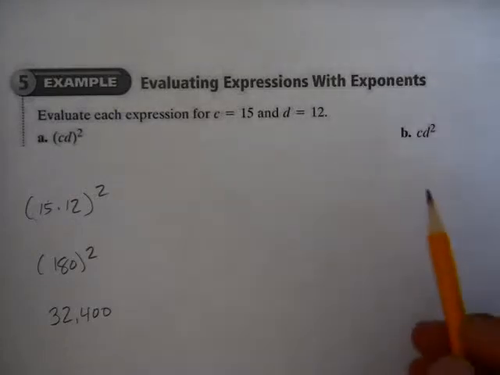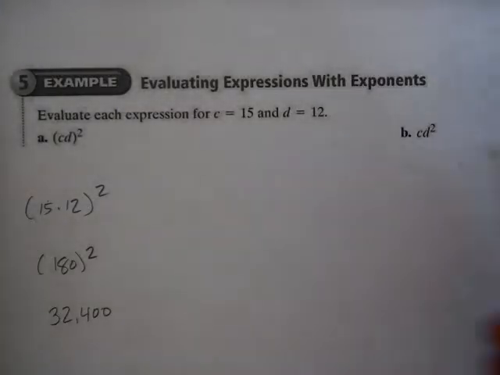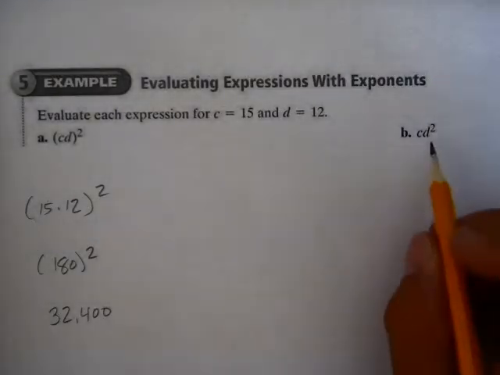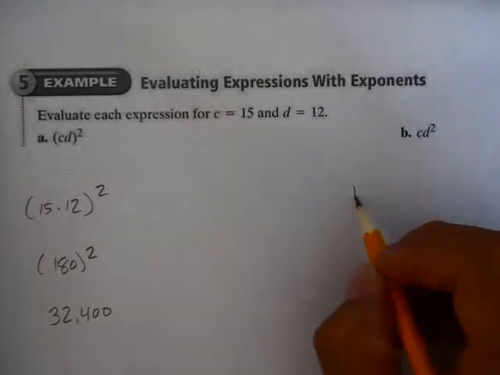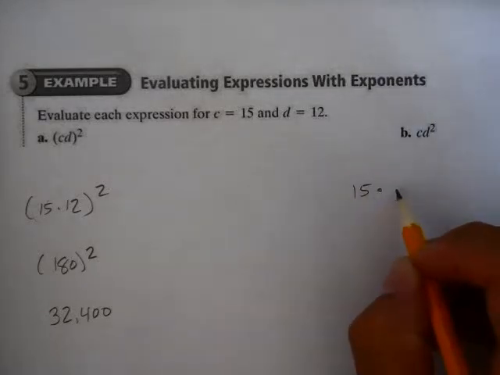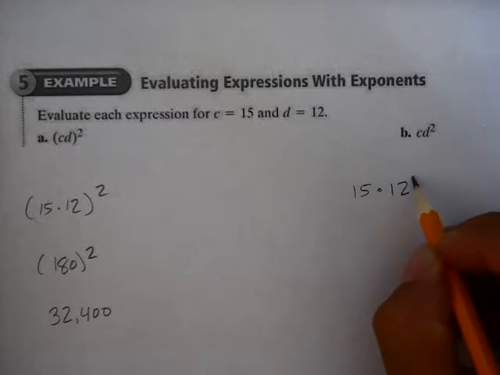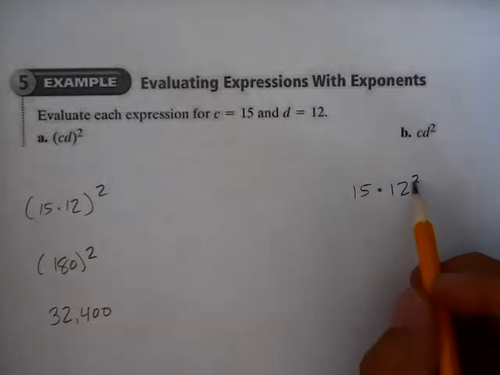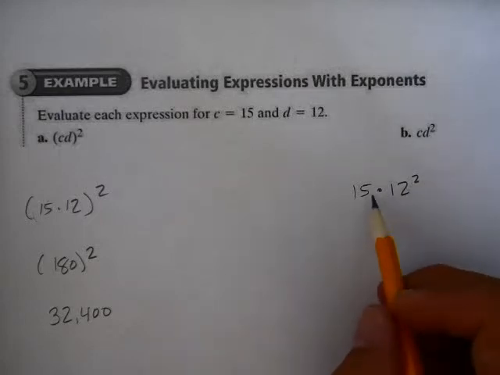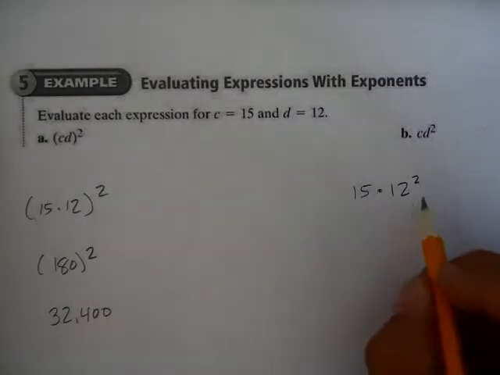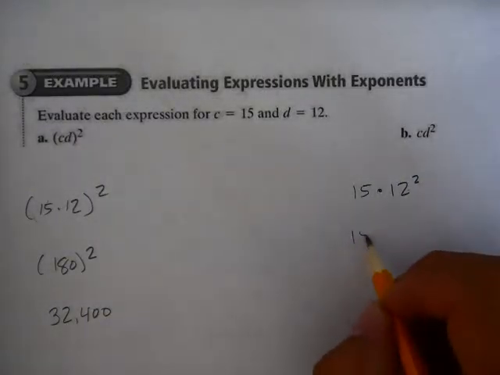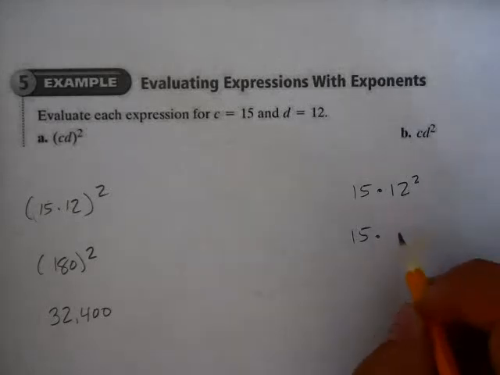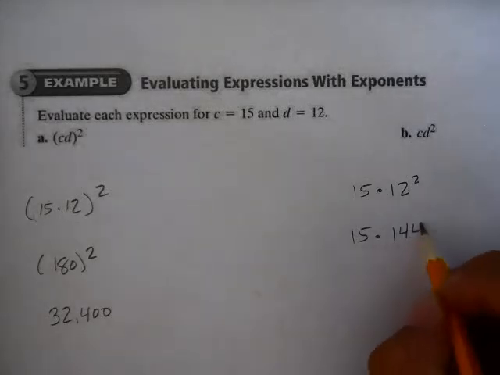Now let's take a look at this little guy over here. He's like his cousin. They look pretty similar, but they're not exactly the same. We're going to first use substitution to say this is really 15 times 12 squared. Now, exponents only operate on the things they're directly touching, and this 2 is touching the 12, but it is not touching the 15 because it's separated by multiplication. So I'm going to do the exponent part first before I multiply. That is 15 times 12 squared, which is 144.